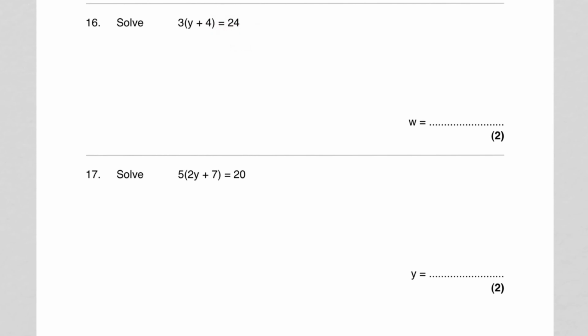Question 16. Solve 3, open bracket, y plus 4, close bracket, equals 24. In order to solve this, I need to expand the bracket first. So let's do that. 3 times y is 3y. 3 times 4 is 12, equals 24. I need to take the 12 and move it to the right because I'm collecting like terms. So I get 3y equals 24 minus 12.